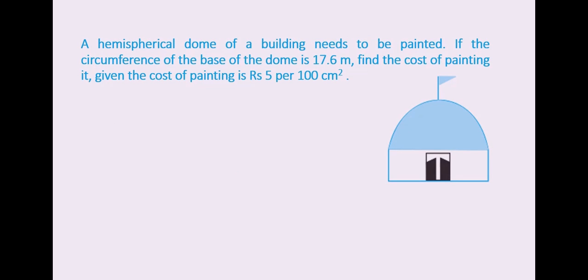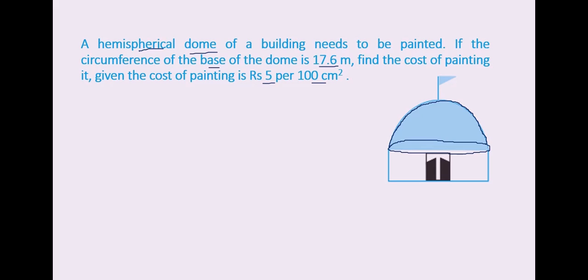Then we have a hemispherical dome. You can see in the figure the dome on the top. The hemispherical dome needs to be painted. The circumference of the base of the dome is 17.6 meters. So the circumference at the bottom of the dome is 17.6 meter and the cost of painting is rupees 5 per 100 centimeter square. We have to find the total cost.